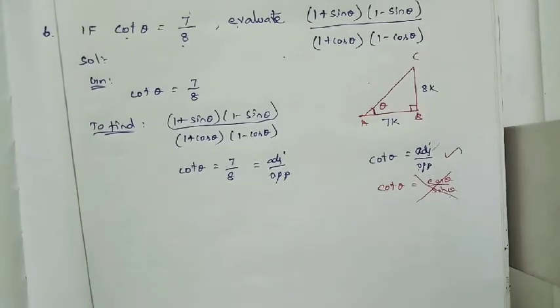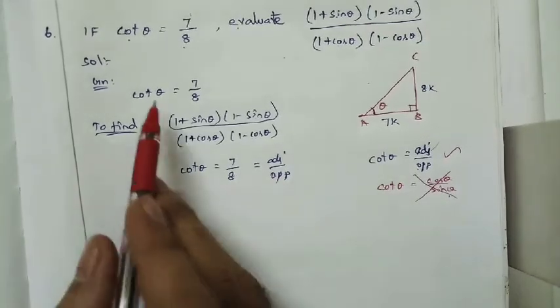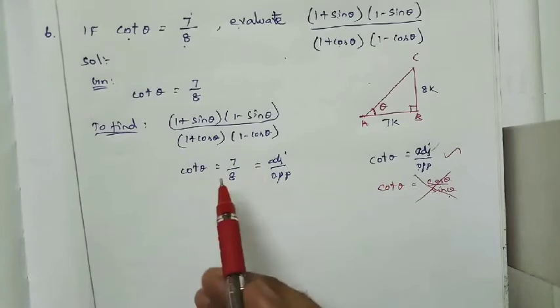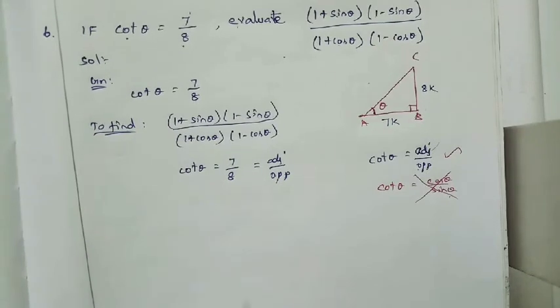Suppose you mistakenly take cot theta as cos theta, 7, and sin theta, 8, and then substitute and simplify. For some questions we will get a correct answer. Why we get a correct answer, I will explain later, but we won't always get a correct answer. That is a wrong format.